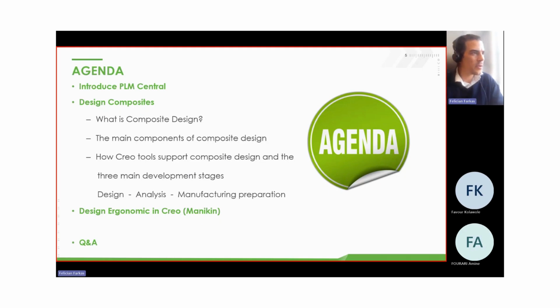Let's start by reviewing the webinar agenda. The main focus today, as I mentioned, is composite design. I'm going to talk generally about it, the main components, and the three main development stages, how the composite design creation builds up, and also at the end we're going to talk about the Manikin tools and its new features in Creo 10.